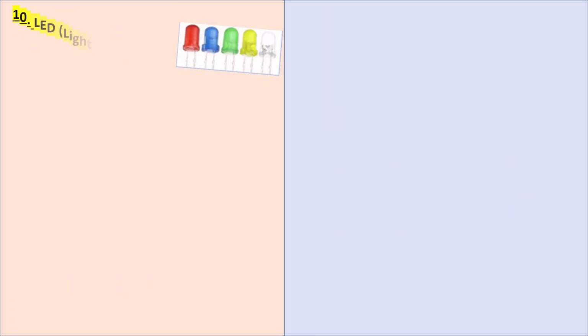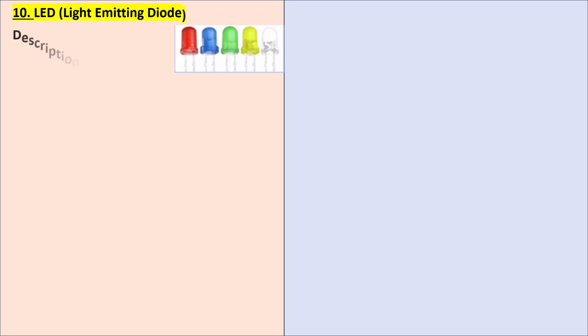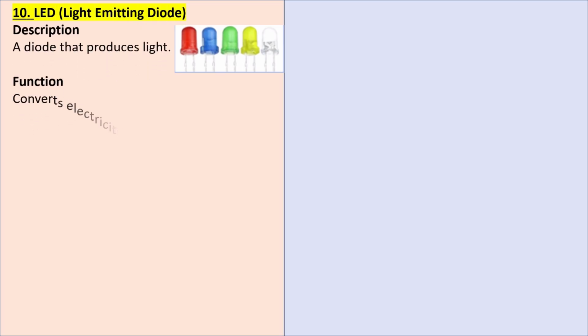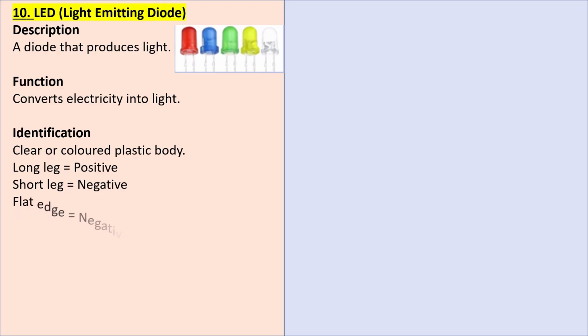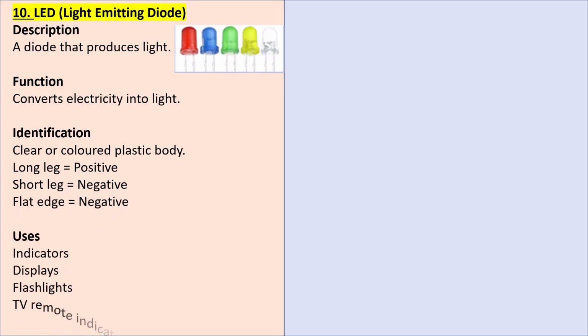Number 10. LED, light emitting diode. Description: a diode that produces light. Function: converts electricity into light. Identification: clear or colored plastic body. Long leg is positive, short leg is negative, flat edge is negative. The uses: indicators, displays, flashlights, TV remote indicators, traffic lights.